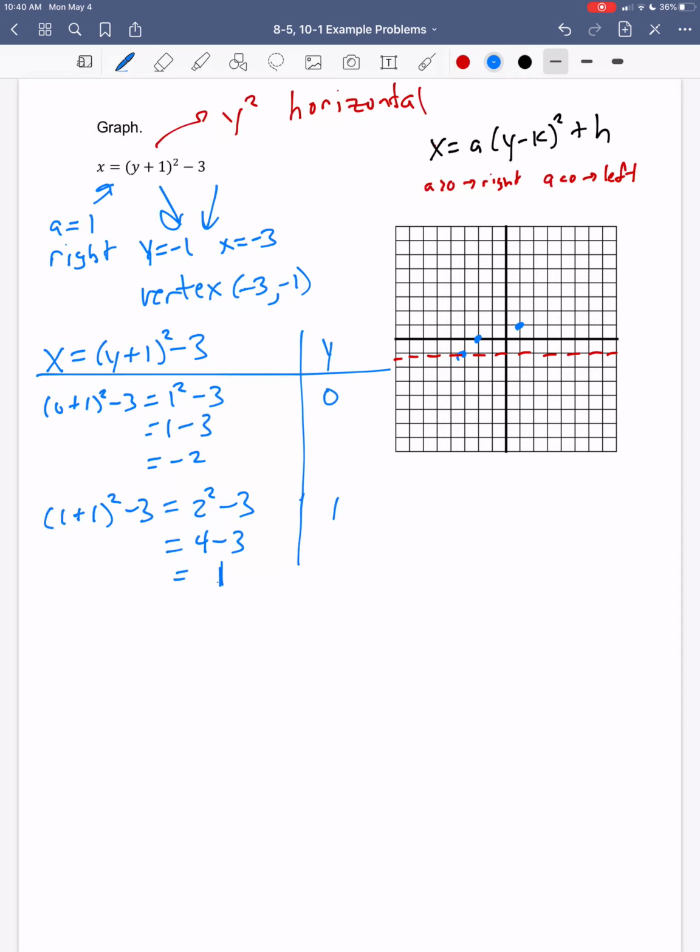And then with symmetry, if I have a point above the axis, I'm also going to have one below. So my parabola will be opening to the right, like this. So my vertex is at (-3, -1). My axis now is horizontal instead of vertical, so it's not x = a number, it's y = a number. And that axis is at a y coordinate of -1. So horizontal parabolas are very similar, you just have to be careful with what's x and what's y.